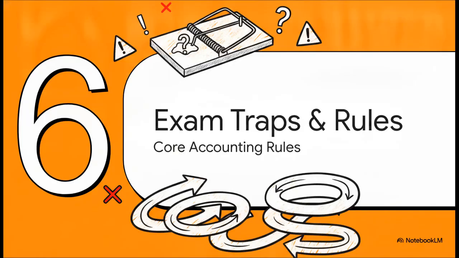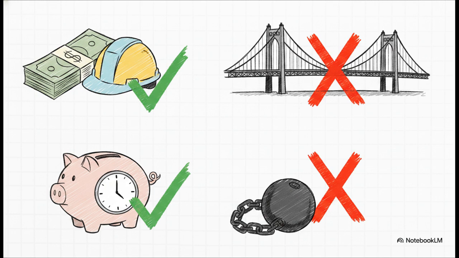Section 6, Exam Traps and Core Rules. Let's highlight the specific traps that catch candidates off guard. Remember, the Capital Projects Fund tracks the spendable financial resources to build the asset, but it does not record the asset itself. When you're building a bridge in a Capital Projects Fund, you don't debit fixed asset, you debit capital outlay expenditure.